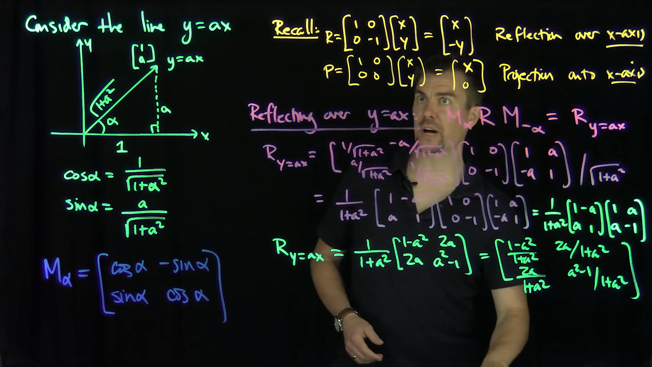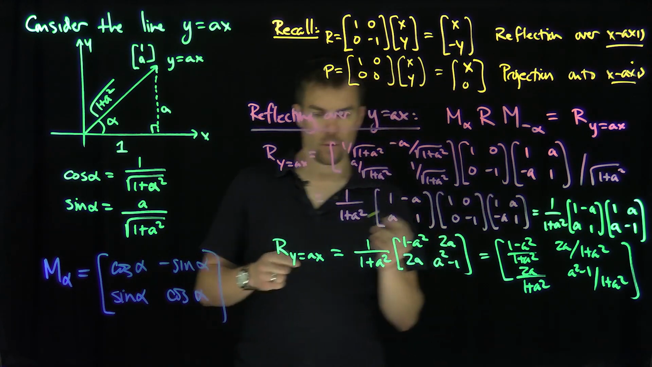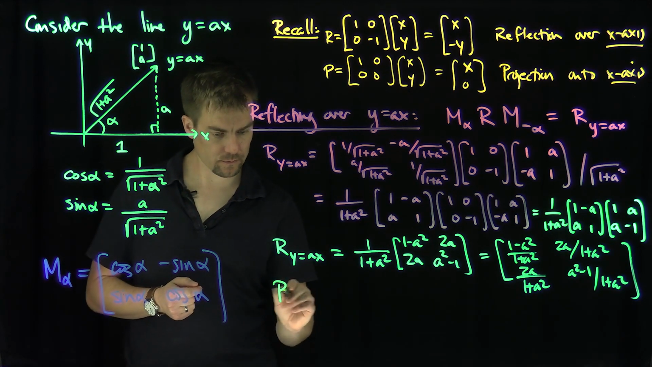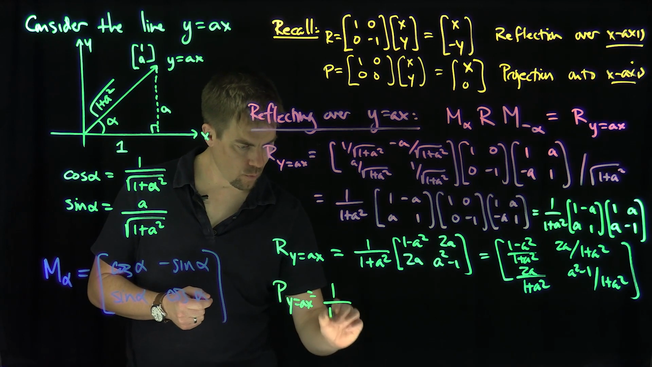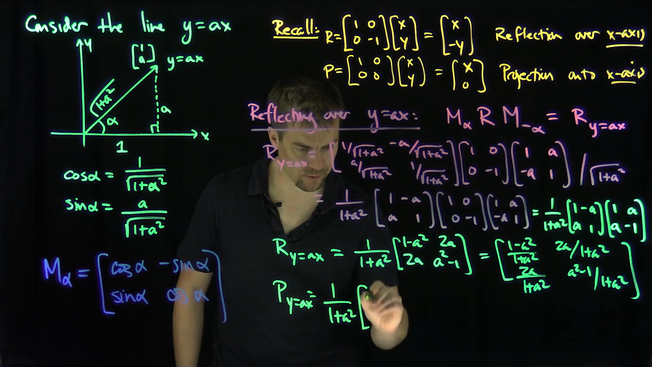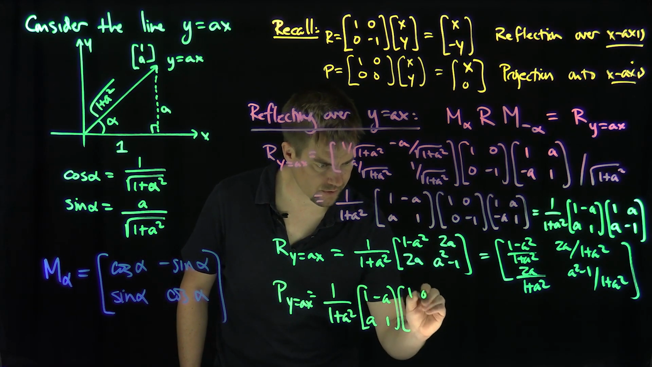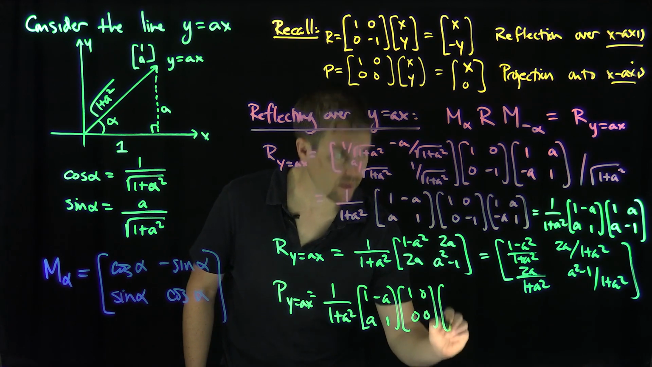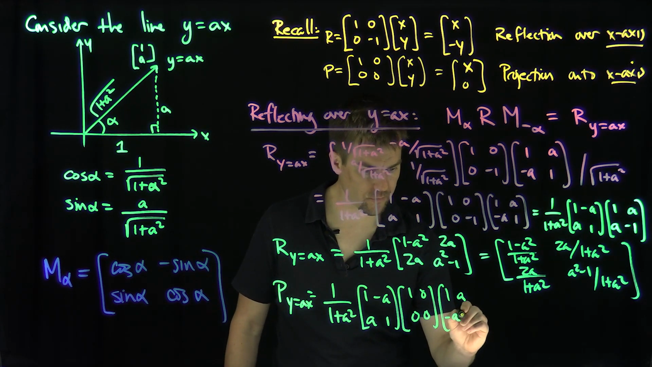I can do the same thing for projection, right? So for projection, I'll just basically replace everything with what I know. So for projection onto y equals ax, we'll have 1 over 1 plus a squared. Then we'll have this same matrix, 1, negative a, a, 1, and then 1, 0, 0, 0, and then 1, a, negative a, 1.